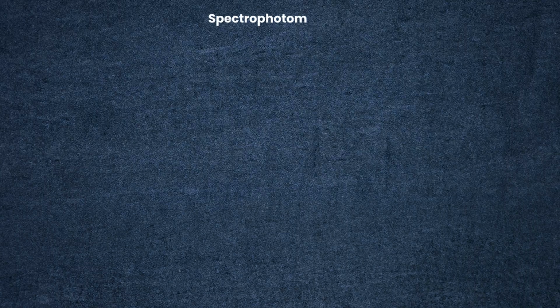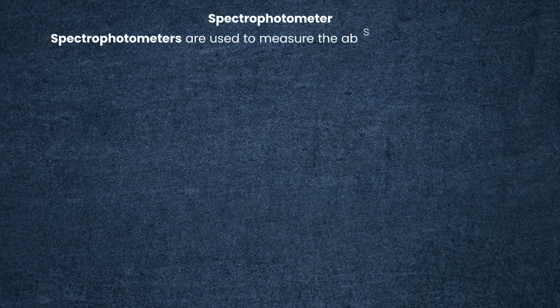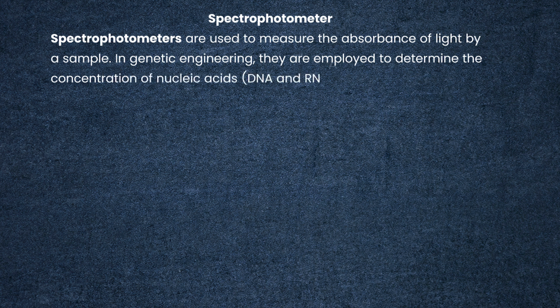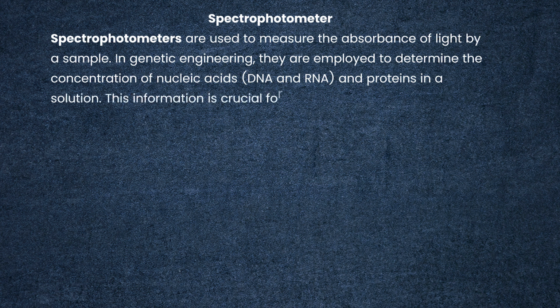Moving ahead with the next instrument. The next instrument that we will be talking about is a spectrophotometer. Spectrophotometers are used to measure the absorbance of light by a sample. In genetic engineering, they are employed to determine the concentration of nucleic acids, DNA or RNA, and proteins in a solution. This information is very crucial for various experimental procedures.